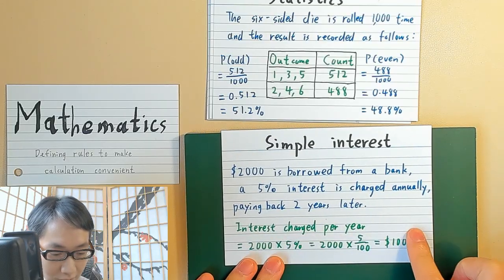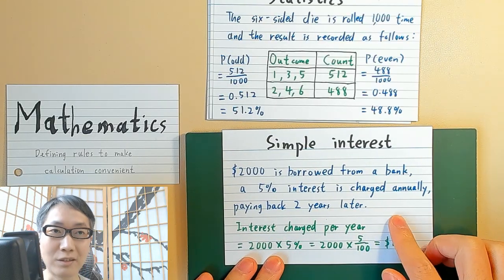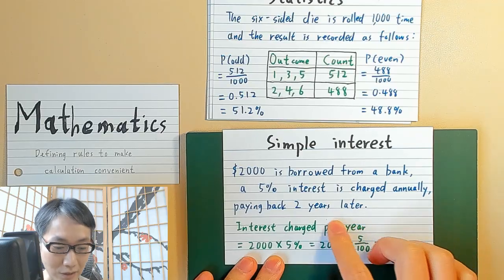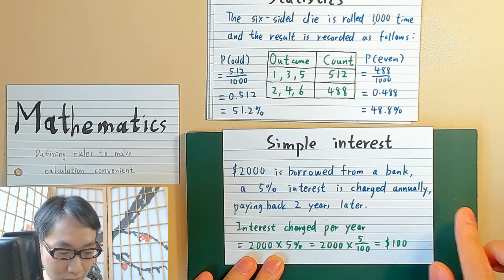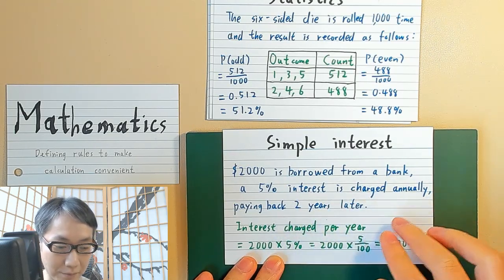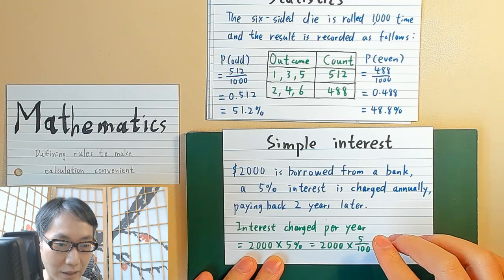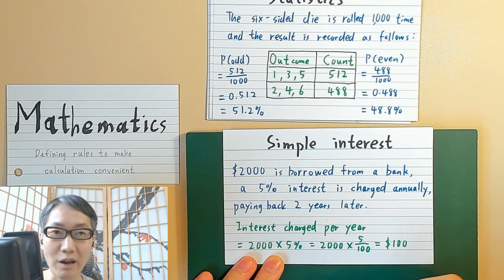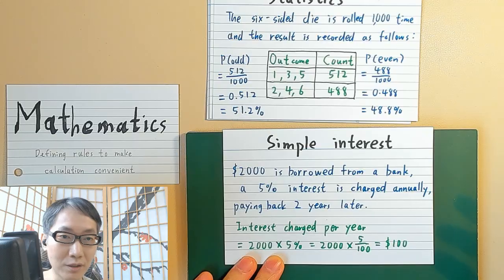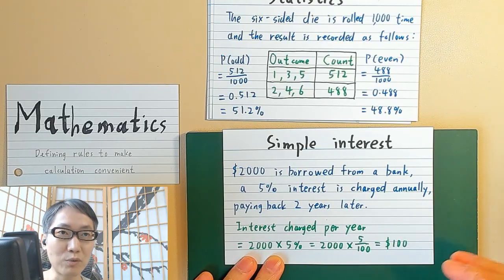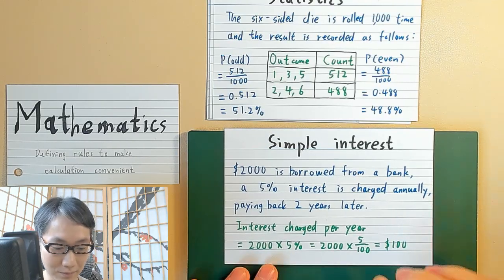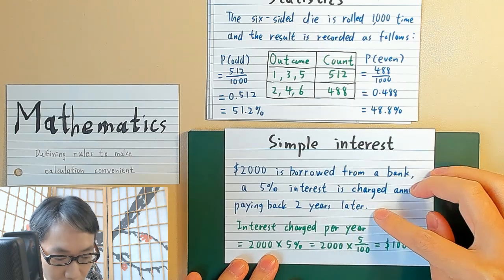So how do we calculate the interest charge 2 years later? Since it didn't say it's compound interest, and it didn't say when we calculate it, like every 6 months, every 1 year, or every 2 years, it means it's simple interest. Okay.